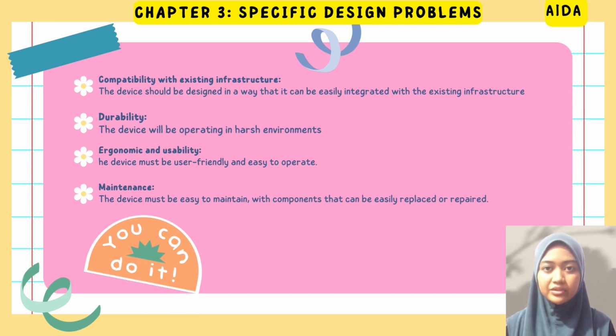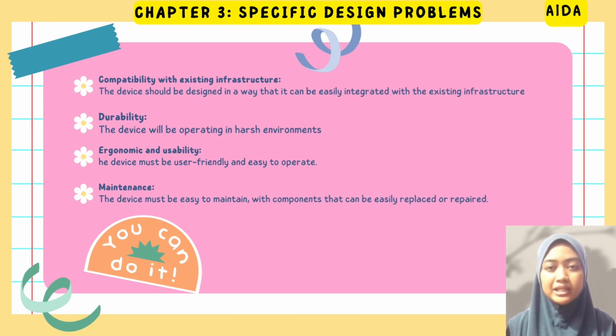Next is Chapter 3, which is specific design problems. Here are some specific design problems that need to be addressed when developing our product. Number 1 is compatibility with existing infrastructure. The device should be designed so that it can be easily integrated with the existing infrastructure, such as the lorry.